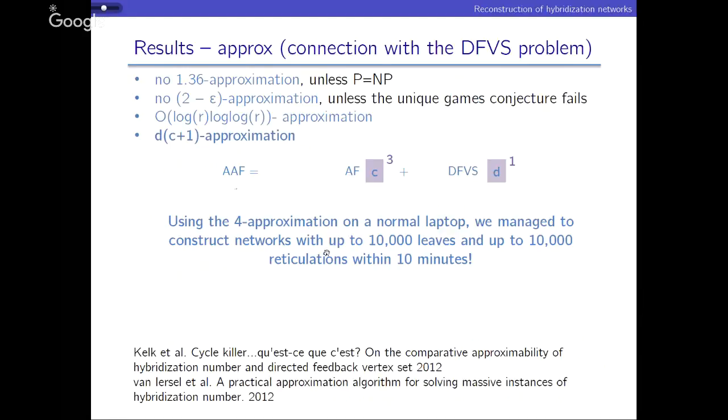And this permits us to run on my computer, it's not an awesome computer, to construct networks up to 10,000 leaves and 10,000 reticulations within 10 minutes. And the idea is that we use a three approximation for the agreement forest problem that is pretty well known, and we solve the directed feedback vertex set exactly. I always mix them up, because in our instances the inheritance graphs are highly acyclic already, so it's fast to solve them. So this showed that we can now solve the hybridization network problem for big instances.